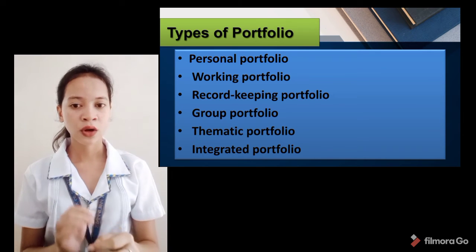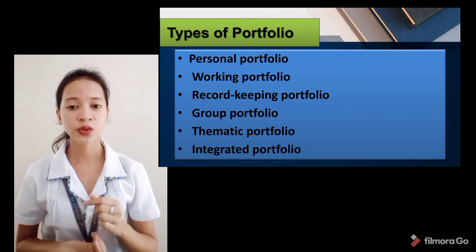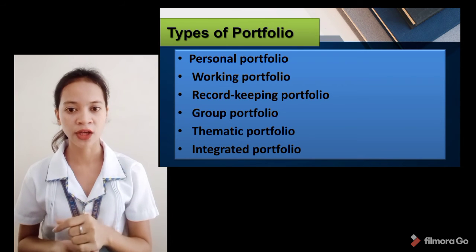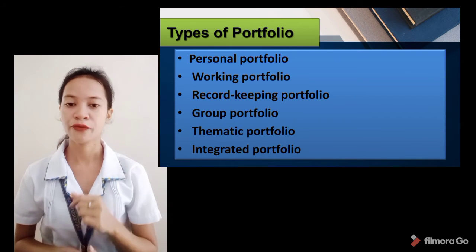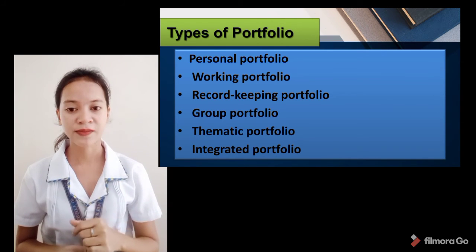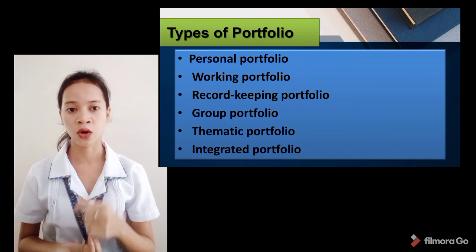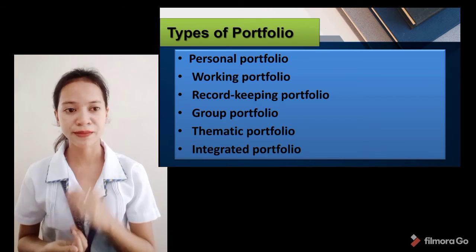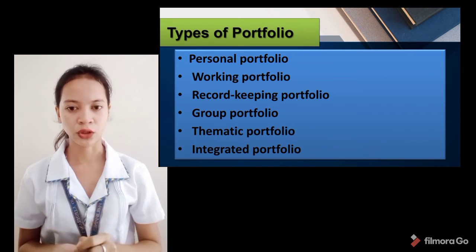Then the last type of portfolio is the integrated portfolio. To view the students' work from all disciplines, showing connections between or among subjects, would be included in this type of portfolio. Selected items, either required or optional, could be drawn from several or all subjects. For example, this portfolio can be prepared in math and science courses. So that is the integrated portfolio. So those are the types of portfolios.